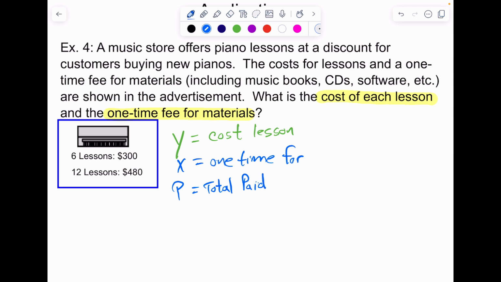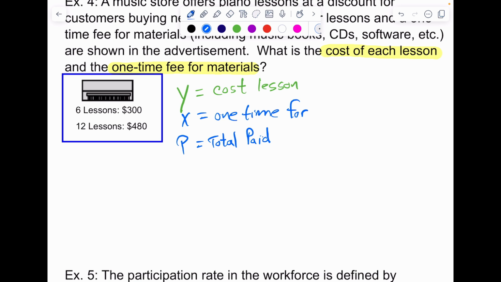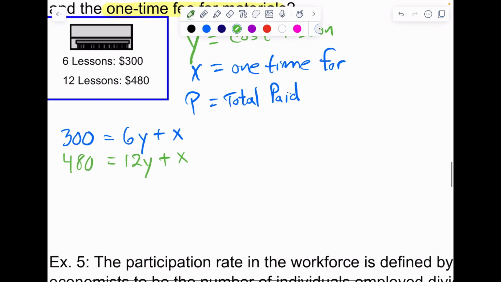Now this advertisement's giving you two different options. They're telling you that you could pay a total of $300 for 6 lessons, Y, plus the one-time fee of X. Or you can go ahead and pay $480 for 12 lessons, Y, plus the same one-time fee, X. Let's go ahead and use substitution here to solve. In my opinion, I'm going to solve for this X right here. So I'm going to subtract 6Y to both sides, giving me X equals 300 minus 6Y.